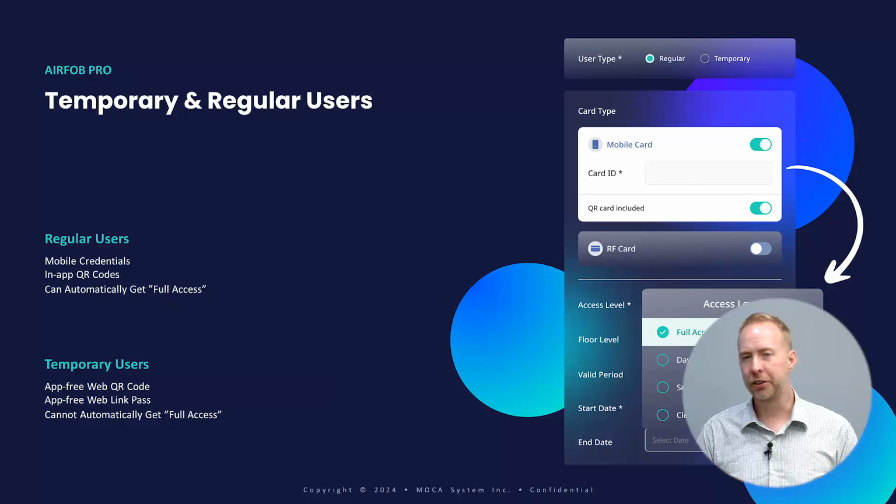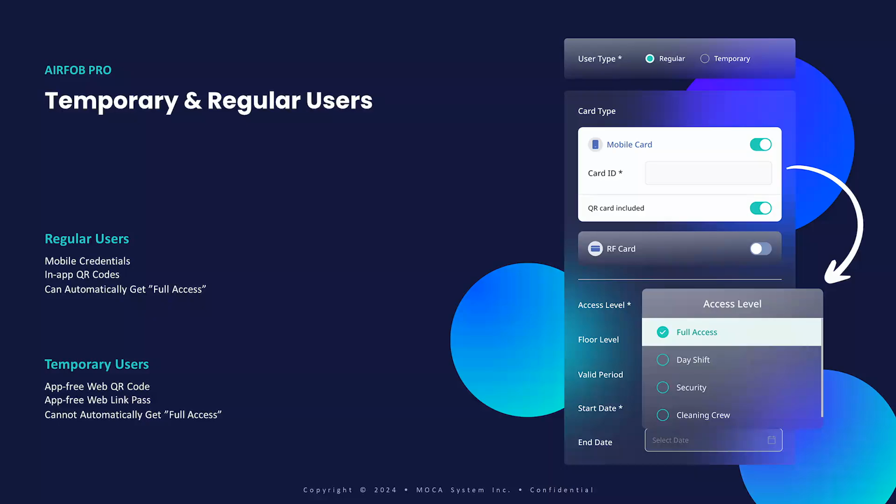Since launching version 2.6 of Airfob Space, we've introduced two distinct user types to help you manage your users more effectively. Regular users, these are intended to be long-term users who would have permanent mobile credentials, and temporary users, generally guests who would have temporary web-based credentials. Let me explain each of these in more detail.